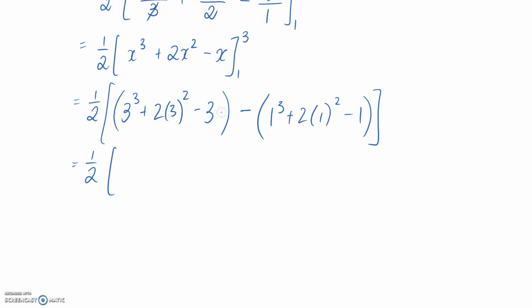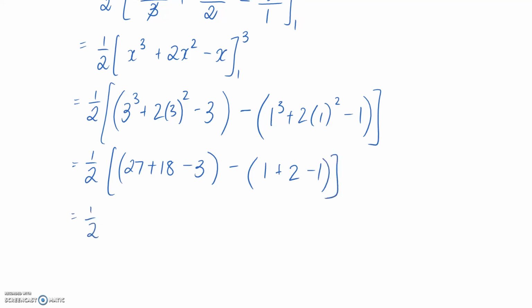So let's now simplify this down. 3 cubed is 27. We're going to get 2 times 3 squared, which is 9, so that's 18. And then here 1 cubed is just 1, and this is going to be 2 times 1, which is 2, and we've got our minus 1 on the end. Keeping on going, I'm going to get rid of the bracket, so this can be written as 27 plus 18 minus 3. And here we've got a 1 and a minus 1, so they're going to cancel with each other, and we're just going to have the minus 2 that pops out on the end.